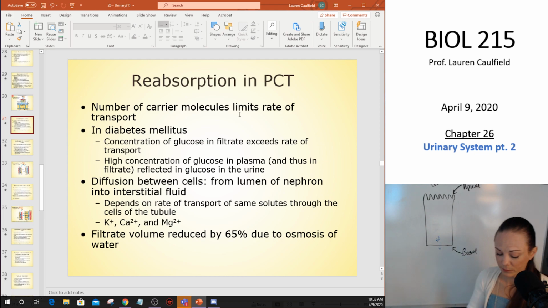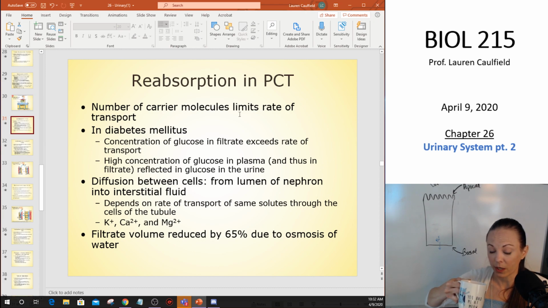Excuse me. This is like over a month now that I've had this cough and it just will not go away.